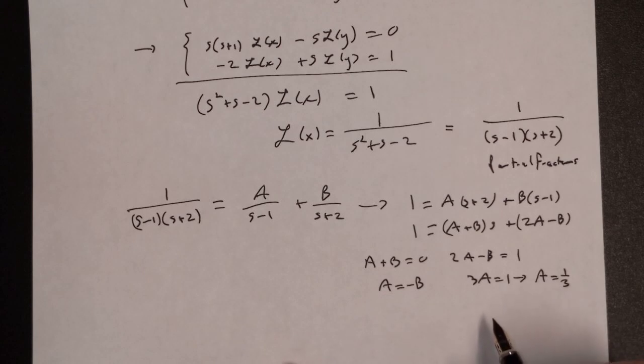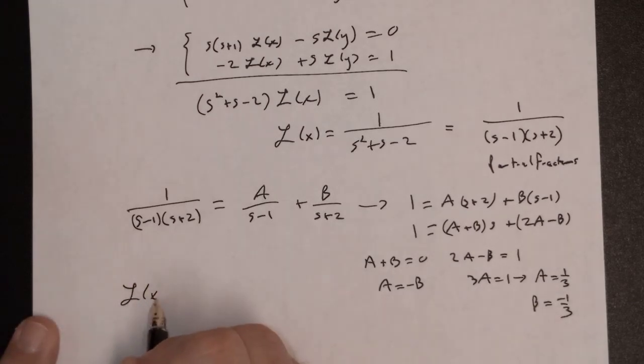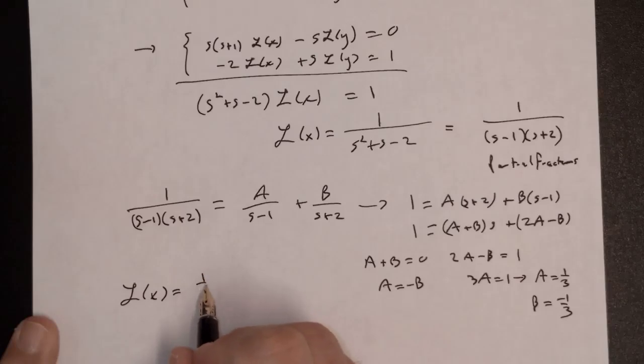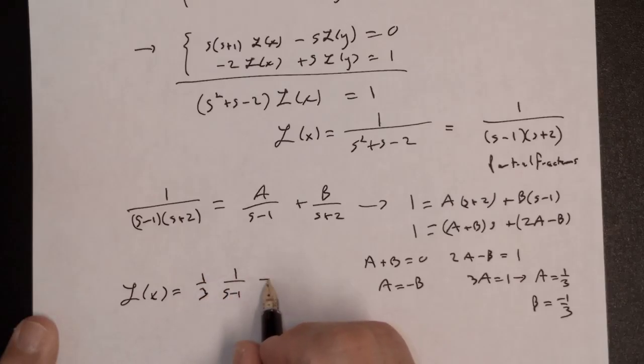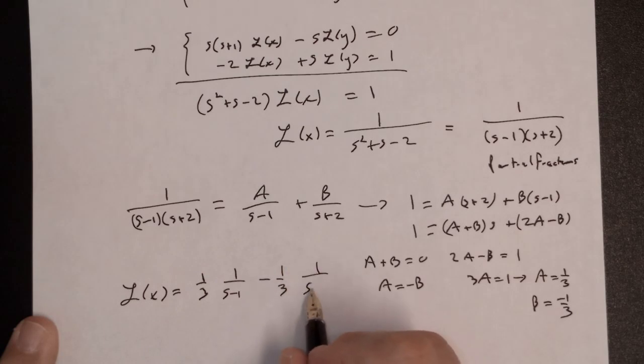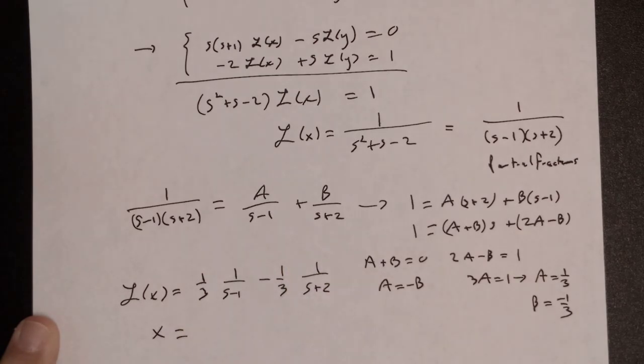Wait a minute. Oh, I have my numbers backwards from where they were down there. B equals negative 1/3. So the Laplace transform of x is 1/3 times 1 over s minus 1, minus 1/3 times 1 over s plus 2. What's x?